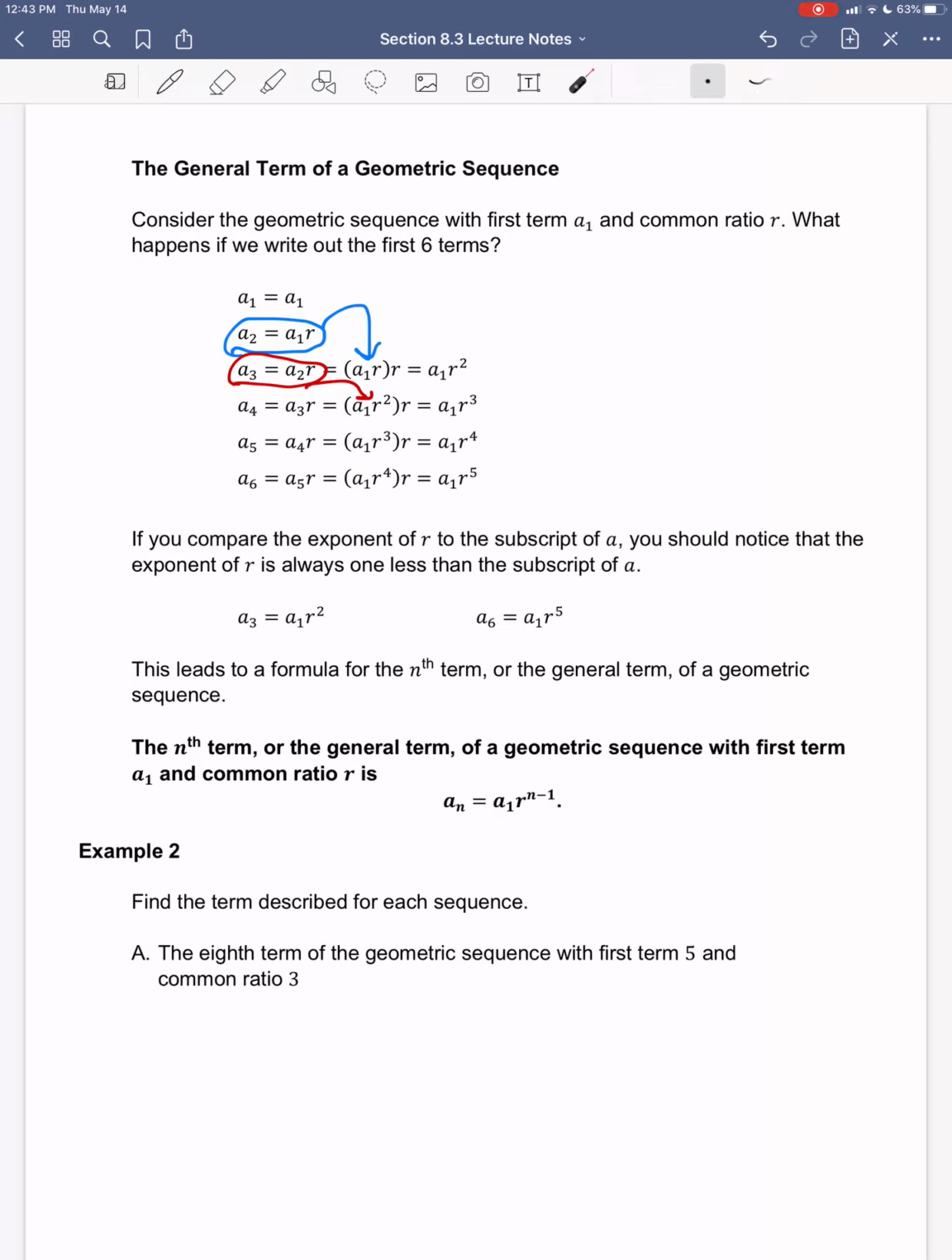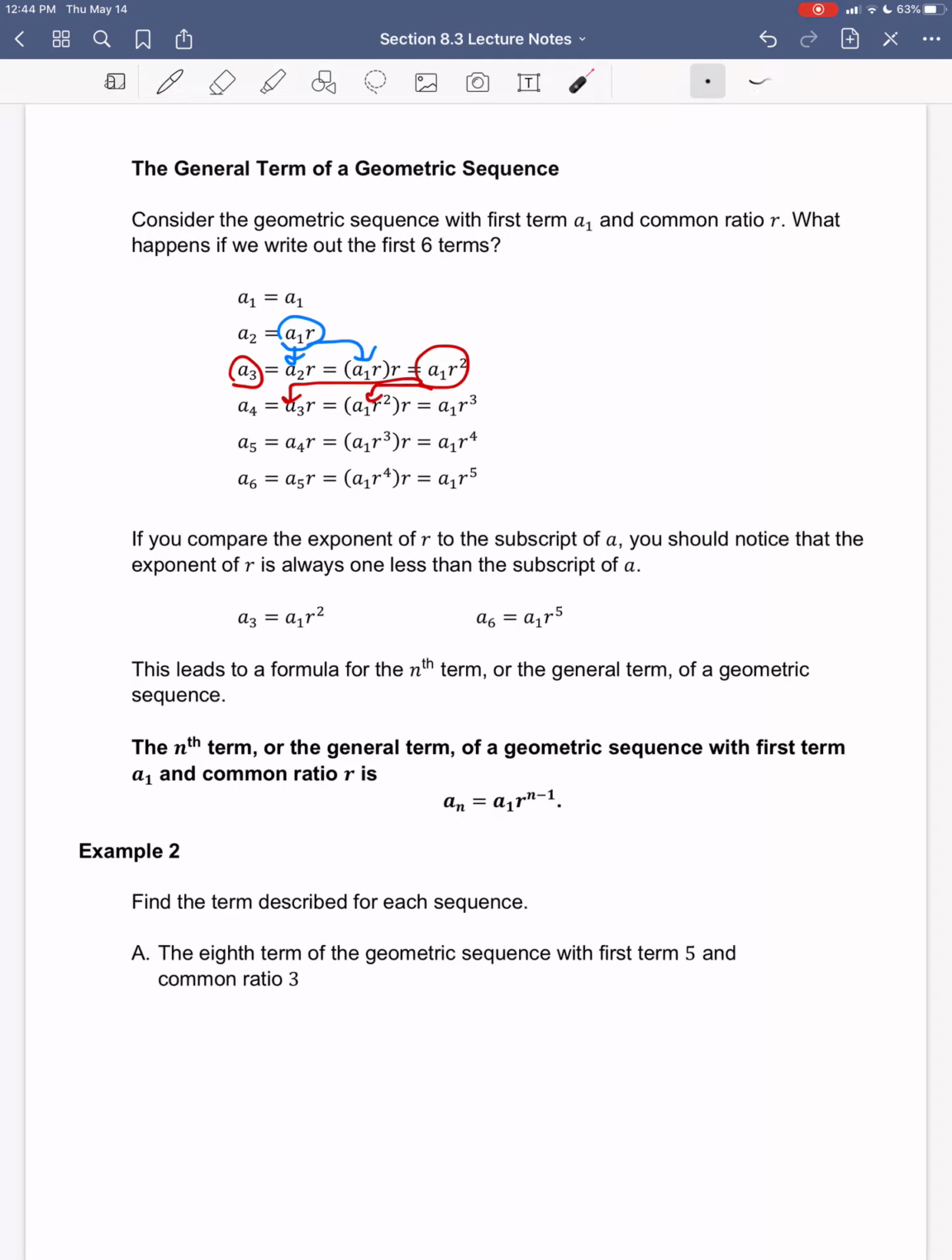And we see what's happening, right? So a sub 3 is a sub 2 times r. A sub 2 is a sub 1 times r. So I get a sub 1 times r times that other r. For a sub 4, that would be a sub 3 times r. So yeah, this a sub 1 times r goes in for a sub 2. So that's where that goes right here. For a sub 3 is equal to this. So that goes in for a sub 3 in those places.